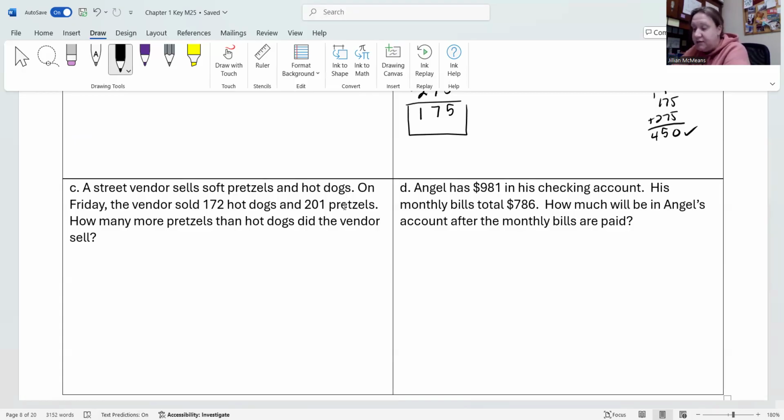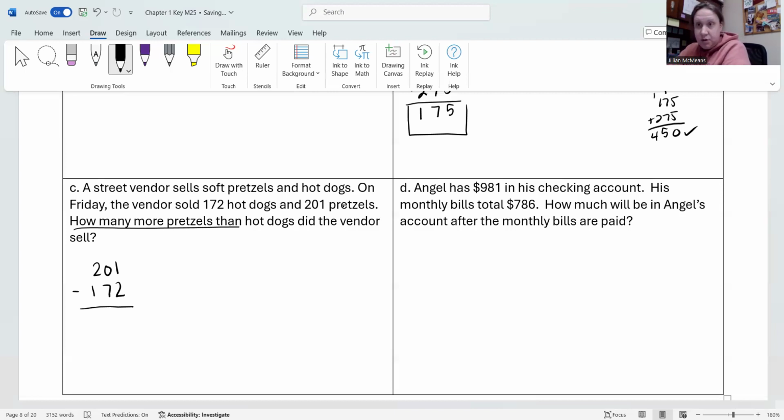So for part C, it says a street vendor sells soft pretzels and hot dogs. On Friday, the vendor sold 172 hot dogs and 201 pretzels. How many more pretzels than hot dogs did the vendor sell? Well, in this case, there's not really a straightforward key phrase that indicates subtraction. Like if we go back to that table that had the keywords and phrases for subtraction, there's not any of those words in here, okay? But how many more than, okay, that can kind of indicate subtraction, okay? How many more than? So we want to know how many more pretzels than hot dogs were sold. So we want the difference in these two values. So we want to take the number of pretzels, we want to subtract the number of hot dogs, and the difference between these two numbers indicates how many more pretzels were sold.